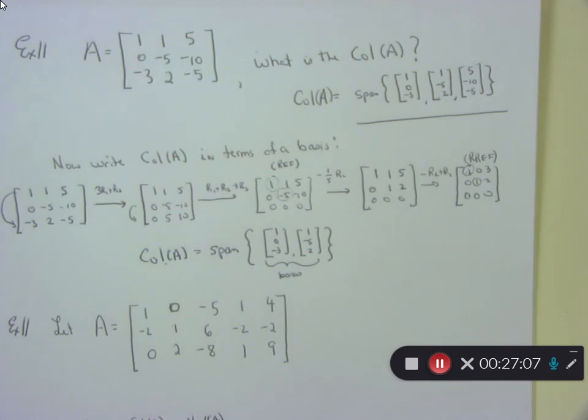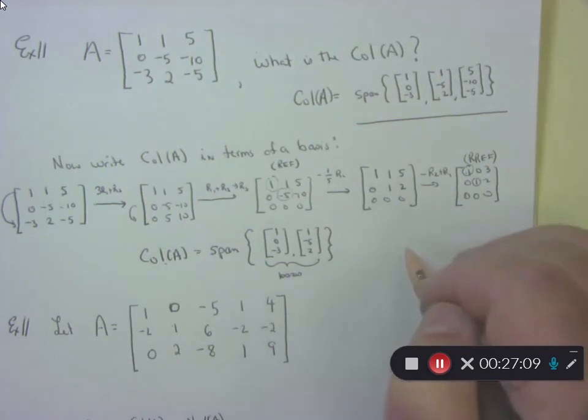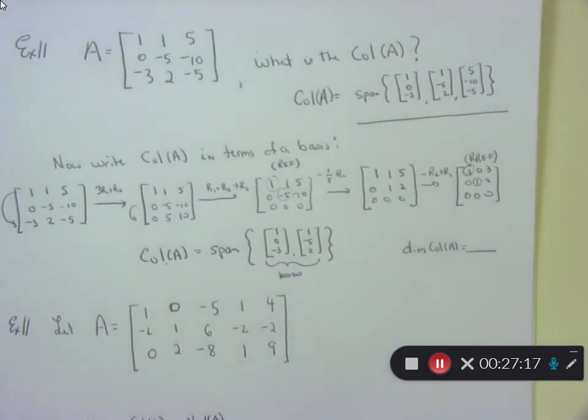Got a question for you. See if you learned anything from what I talked about before. Could you please tell me what is the dimension of the column space of A? Fill in the blank. It is 2.